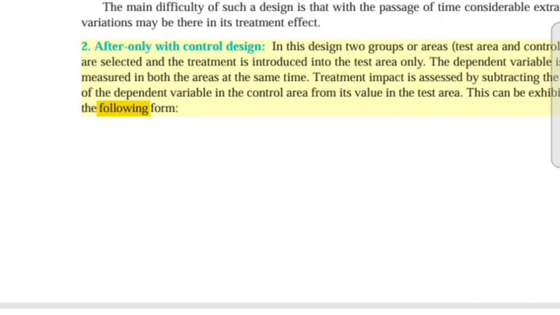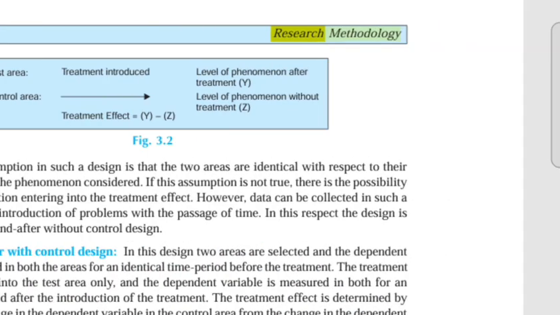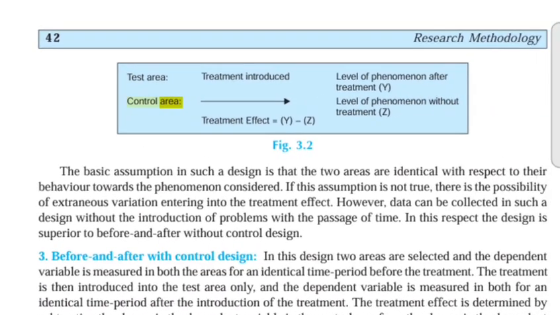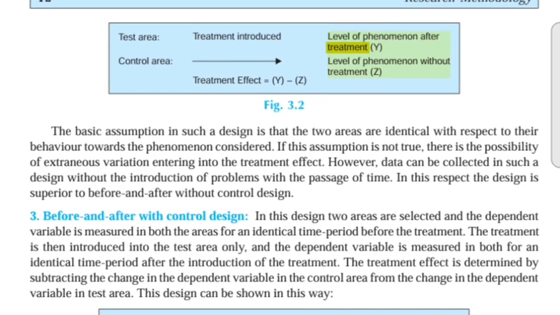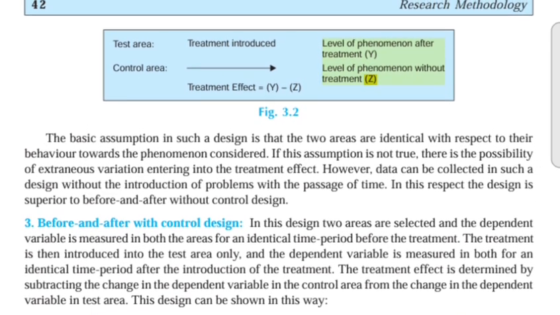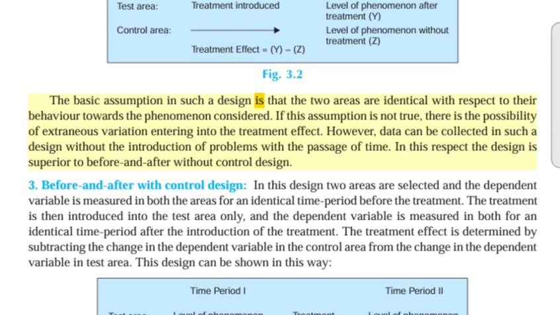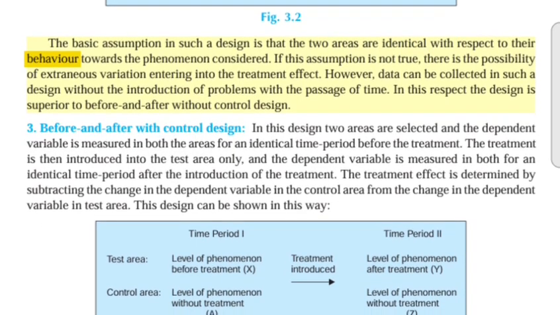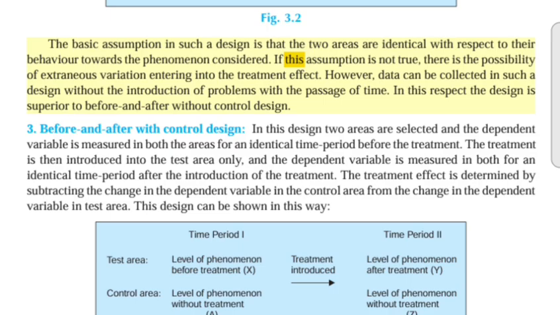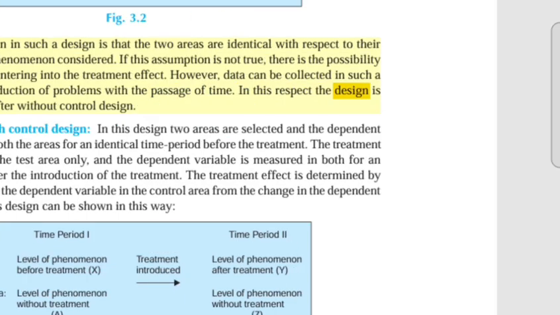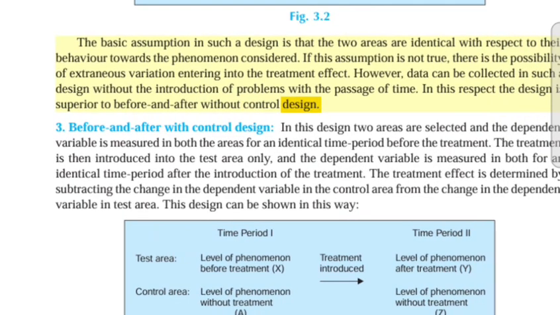This can be exhibited in the following form. Research methodology: test area, control area, treatment introduced, level of phenomenon after treatment Y, level of phenomenon without treatment Z, treatment effect equals Y minus Z (Fig. 3.2). The basic assumption in such a design is that the two areas are identical with respect to their behavior towards the phenomenon considered. If this assumption is not true, there is the possibility of extraneous variation entering into the treatment effect. However, data can be collected in such a design without the introduction of problems with the passage of time. In this respect the design is superior to before and after without control design.